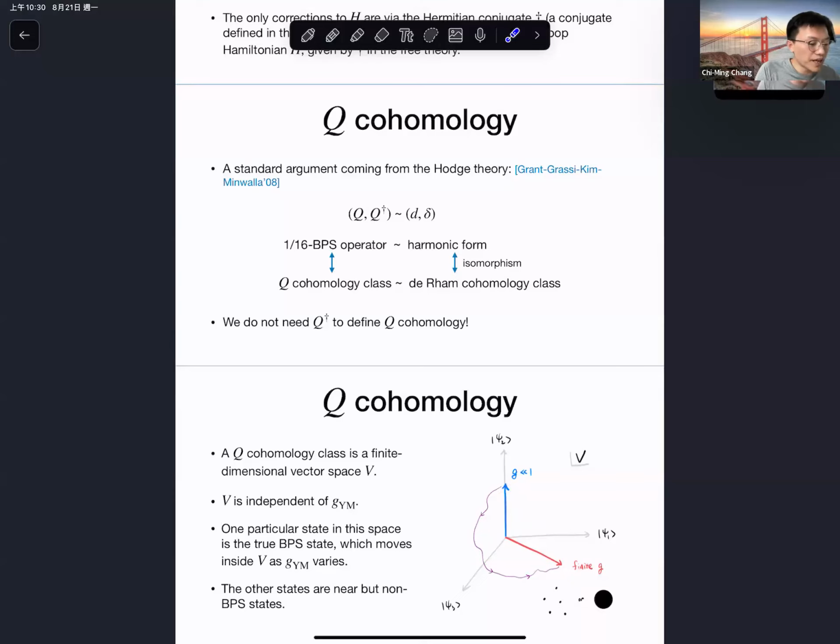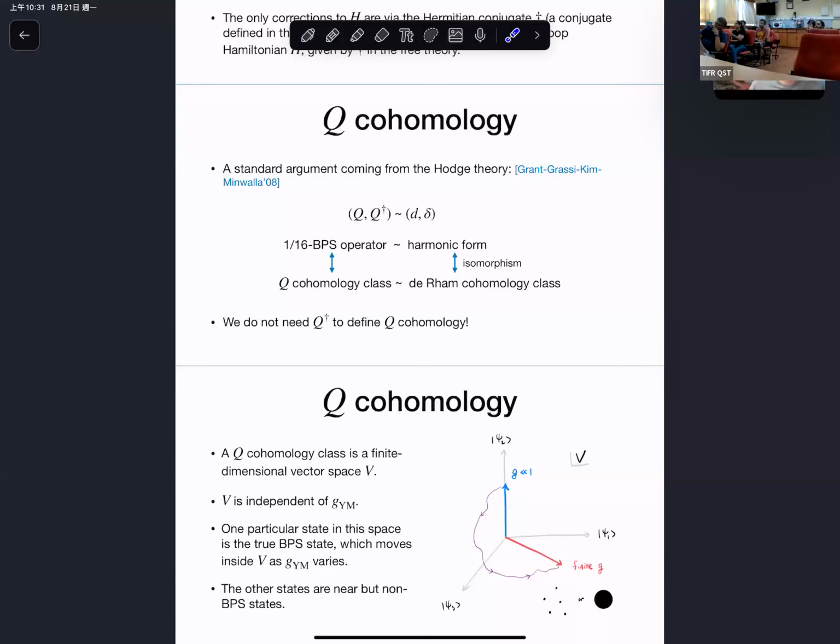And so the other states are Q exact but not Q closed, and the other states correspond to non-BPS states in the classically BPS sector. Any questions at this point?